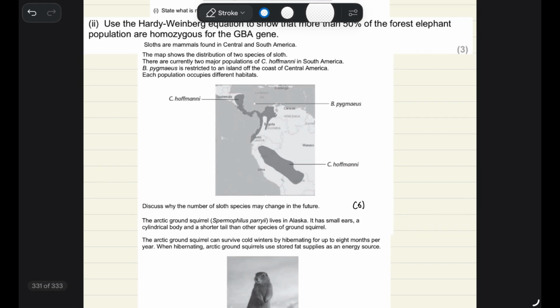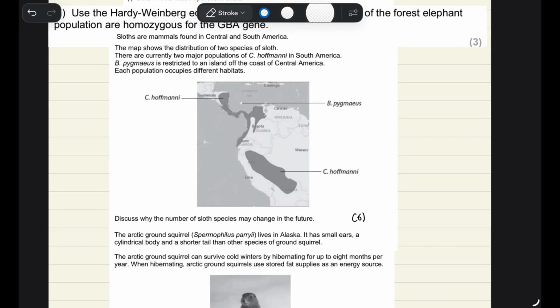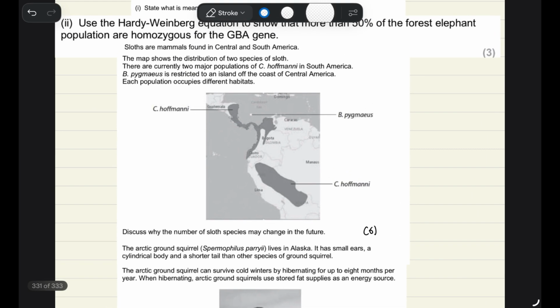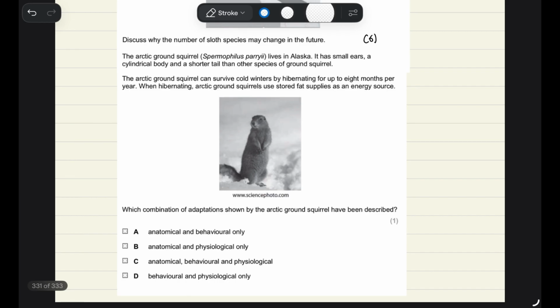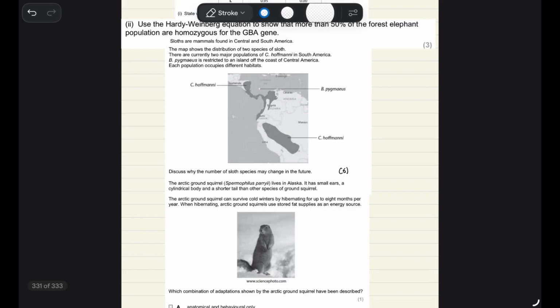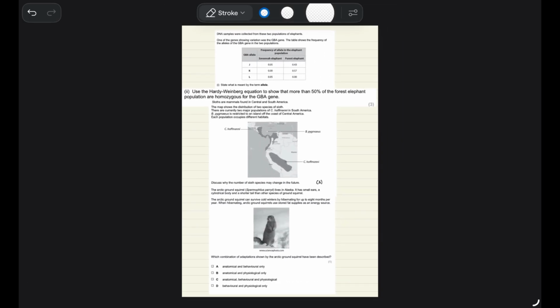Now, what we also have here is a 6-mark question. I want you to really try this one. So again, like we're saying, pause the video, have a go. You're discussing why the number of sloth species may change in the future. And then finally, we've got this multiple choice question, just thinking about what adaptations are present based on that stem there. So I'm going to zoom out, give you some time, have a go at those questions, and then we'll get into the answer.